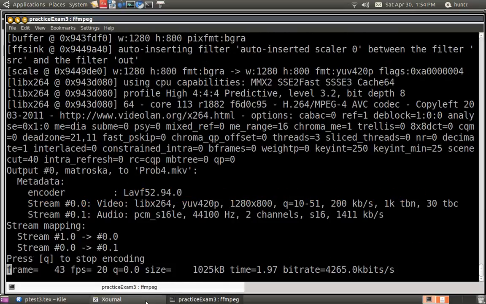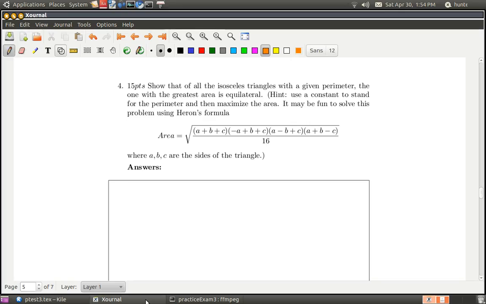Now let's look at this really fun question on the practice exam, problem 4. So it's short, but I've given a long hint. It says, show that of all the isosceles triangles with a given perimeter, the one with the greatest area is equilateral. Okay, so let's remember from 7th grade geometry what these terms mean.